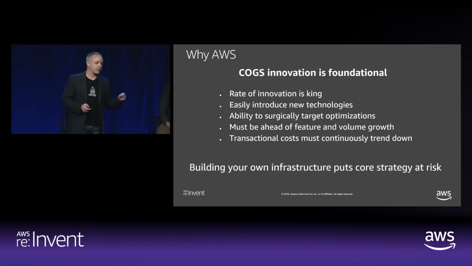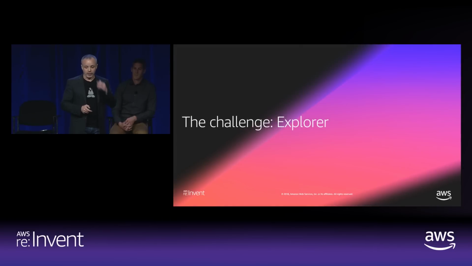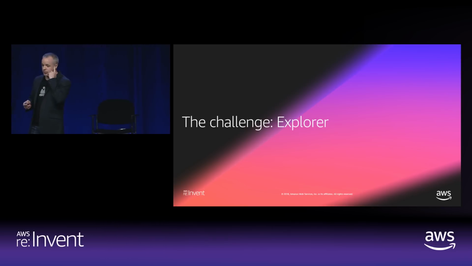Building all that infrastructure and owning the back end that provides that I/O on your own is crazy. Building your own infrastructure puts all this strategy at fundamental risk. So what we're going to do now, I'm going to hand this over to Josh Hollander. He's a director of engineering. He's going to talk to you a little bit about the technology we built.